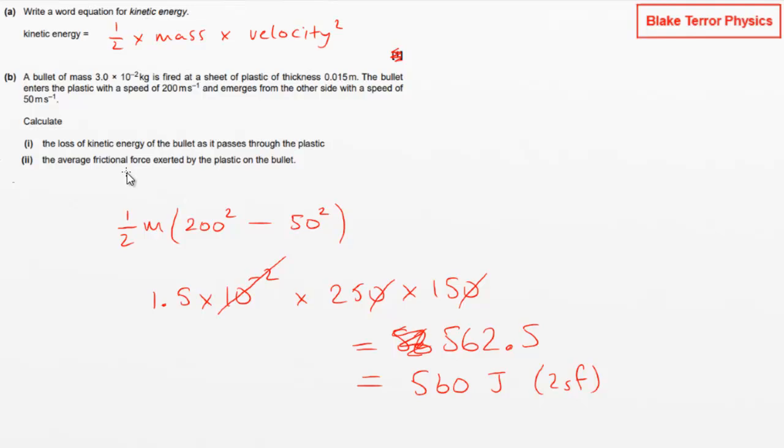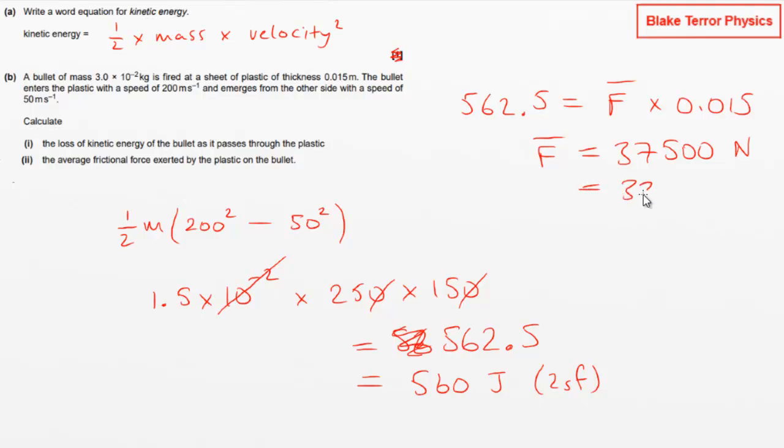The average frictional force exerted by the plastic on the bullet. So that is the work done. So 562.5 is going to be equal to the average force multiplied by the distance. So we just need to divide this by 0.015, and we've got average force is 37500 newtons, so 38000 newtons to 2 significant figures. Right, so there we go. That was quite straightforward.